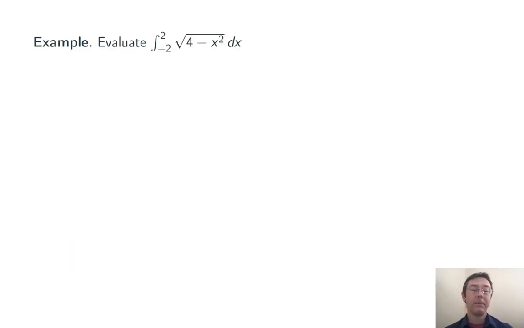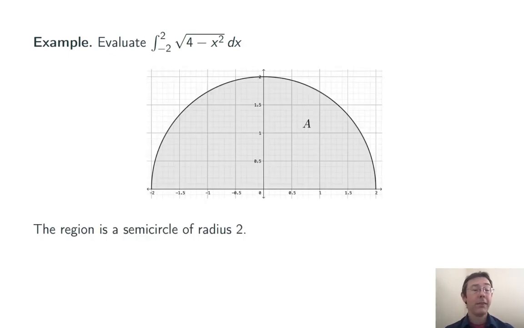Here's another example. Integral from -2 to 2 of the square root of (4 minus x squared) dx. This region is a semicircle of radius 2, so we can use the formula 1/2 pi r squared. Plugging in 2 for r, we get 2 pi.